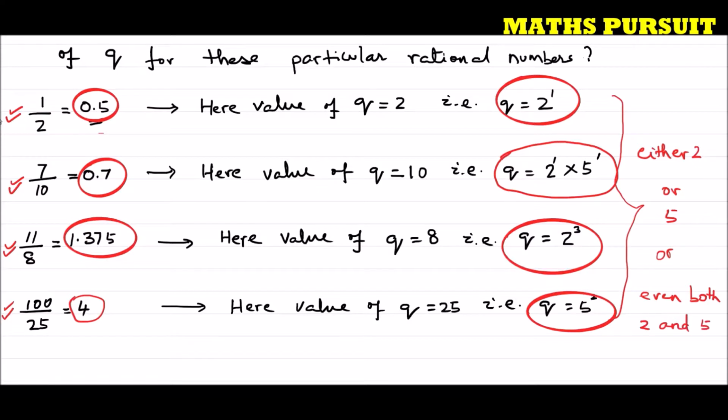In this particular example, 7 upon 10, the q value is 2 and 5, so we are having both 2 and 5. Here we are having 100 upon 25, where the q value is only 5. And if you look into the example of 1 by 2, the q value is 2. And in the example 11 upon 8, the q value is 2 to the power 3.